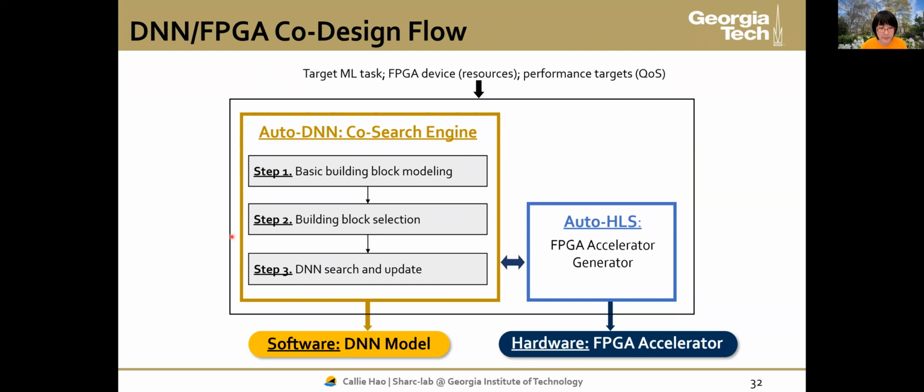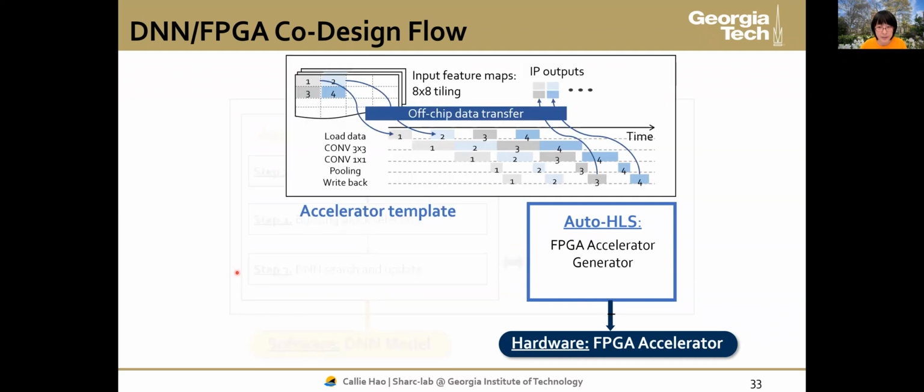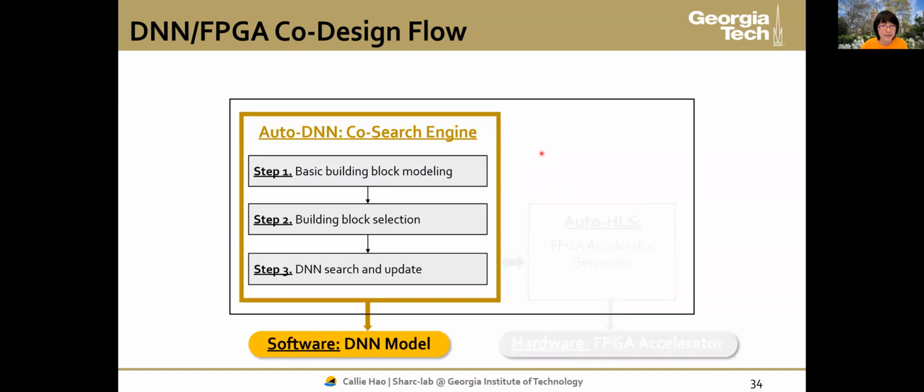So there are 3 steps. I'm going to briefly go through them. Before that, the auto HLS is to generate the accelerator automatically. And apparently, we're going to need some accelerator template. I'm not going into detail, but this is the illustration of what the accelerator looks like. And now this is the key.